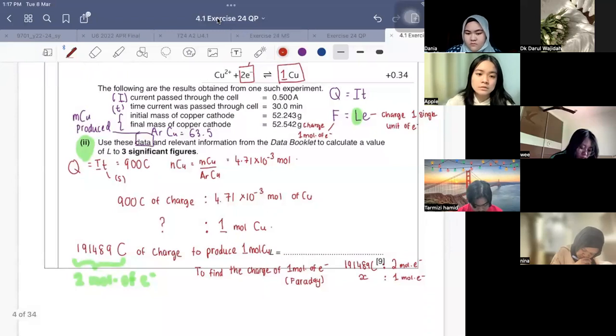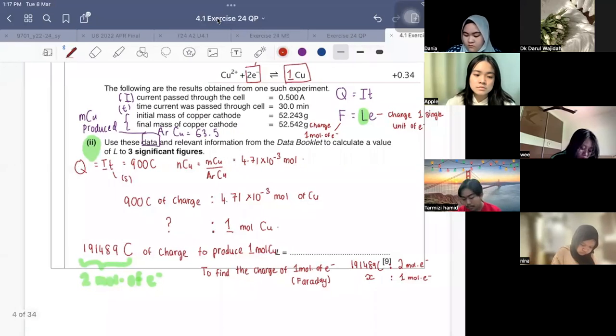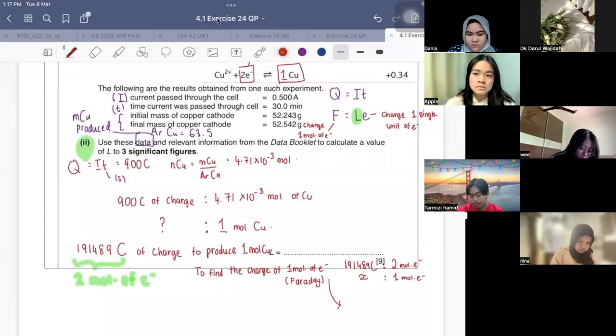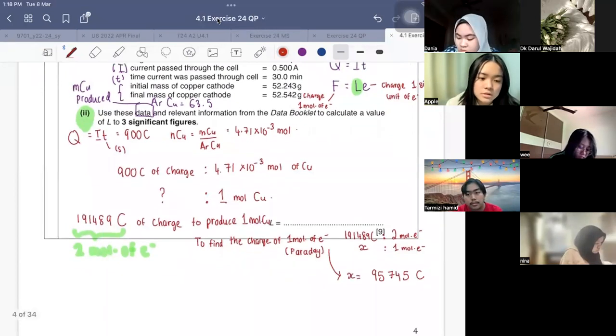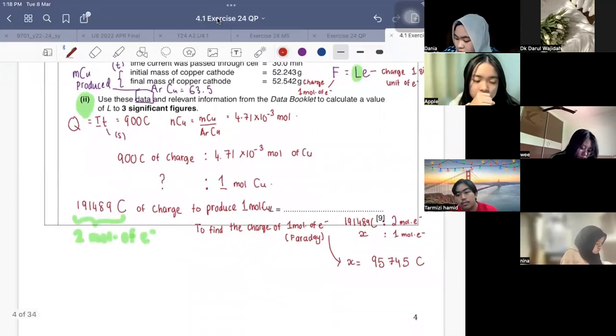So it's the same as dividing 191,489 by 2. That means the charge of 1 mole of electrons is equal to 95,745 coulombs. And in theory, our Faraday constant is 96,500.